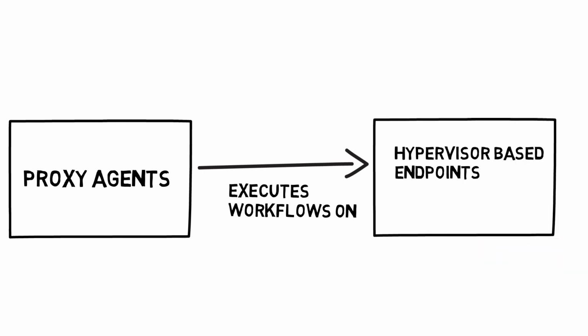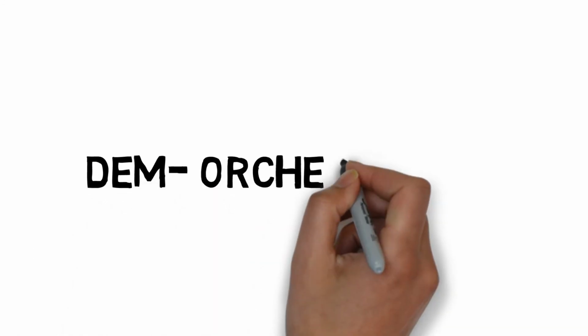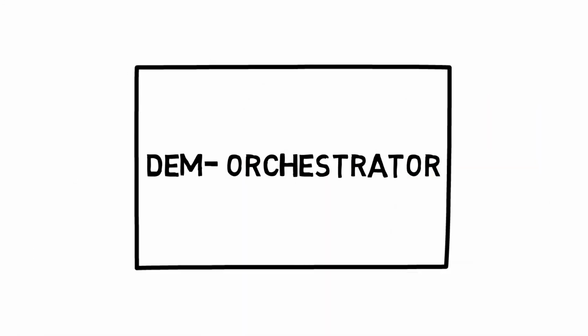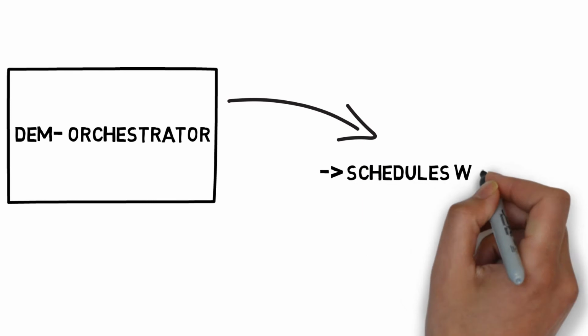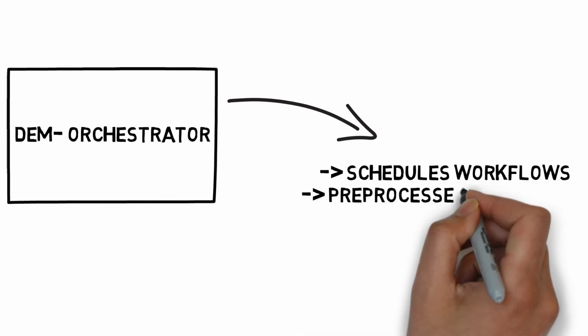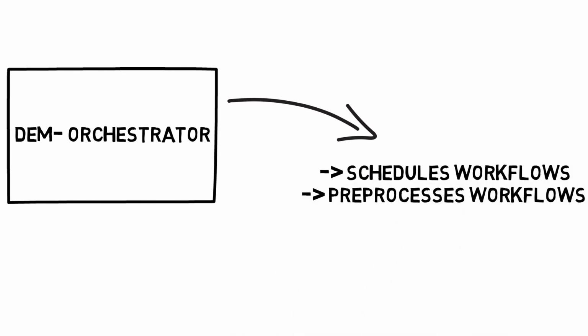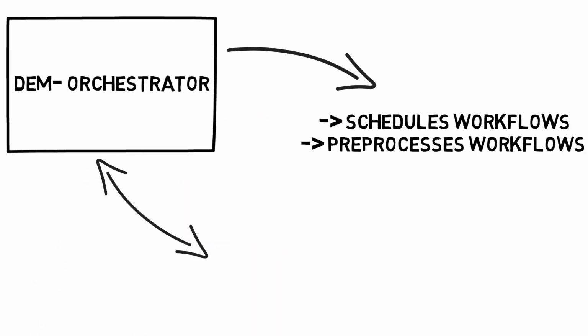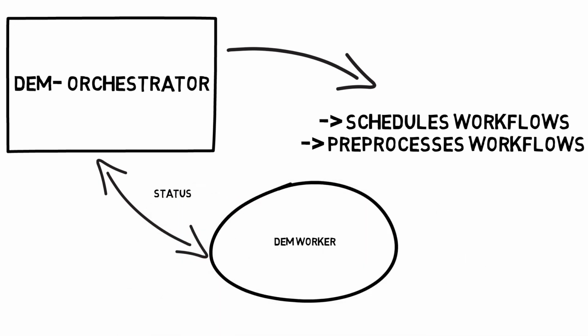The final component in the IES section is the DEM orchestrator. It schedules the workflows that are going to be executed by the DEM workers. Other than that, it also pre-processes the workflows before they are executed by the DEM worker. It has one other task: it keeps checking the status of the DEM worker so that it knows whenever a DEM worker goes down.